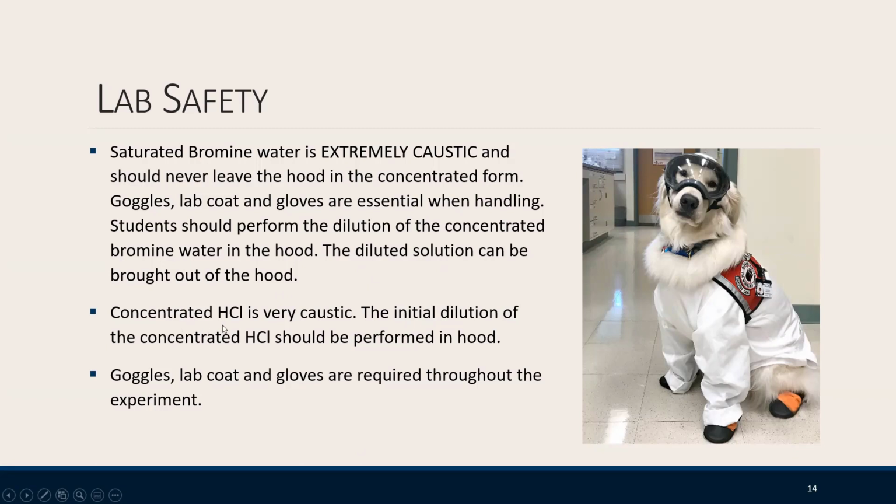We also use concentrated HCl. It's also very caustic, and the concentrated HCl is about 18 molar. The initial dilution of that concentrated HCl should be performed in the hood. Okay. Right, and wear PPE at all times in the lab.